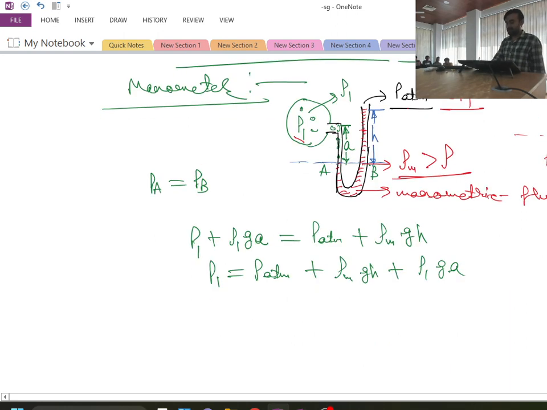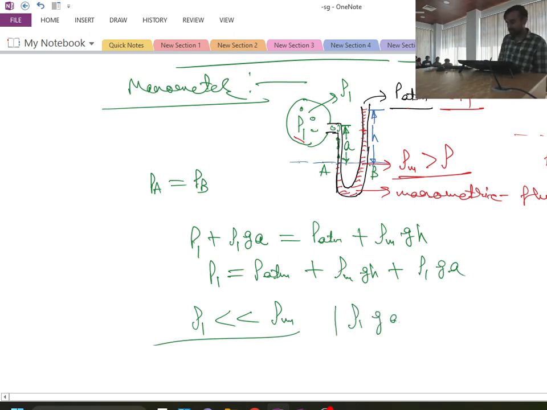Okay. Now if I consider that my fluid which is filled inside this container is nothing but a gas, then for a gaseous fluid its density will be very small in comparison to the manometric fluid. So I can neglect this term ρ1 g a, approximating it as nearly equal to 0. So from here I will find that P1 is equal to P atmospheric plus ρm g h.